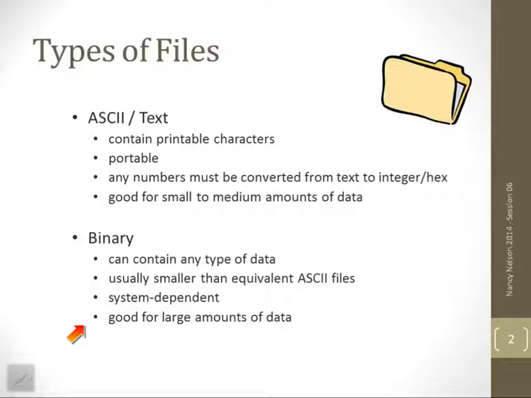Binary files are good for large amounts of data, and they can contain any kind of information, but that means that they're platform specific. So the size of integers varies from platform to platform, the different types of data available, and so on. So they are very system dependent, which is one of the biggest drawbacks of binary files.